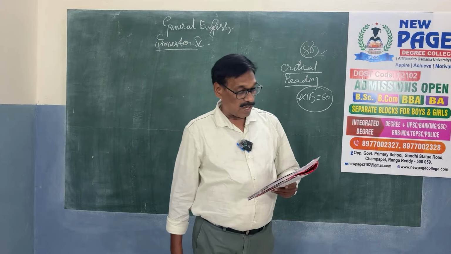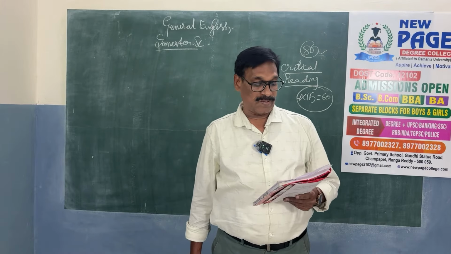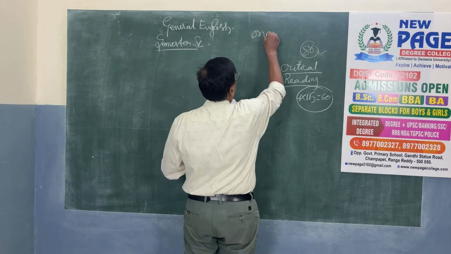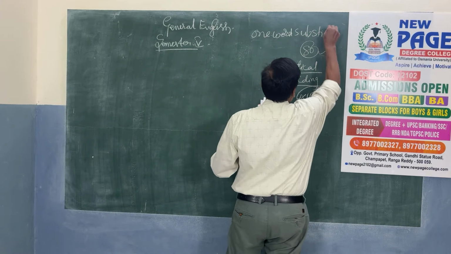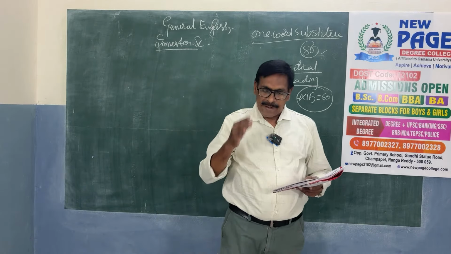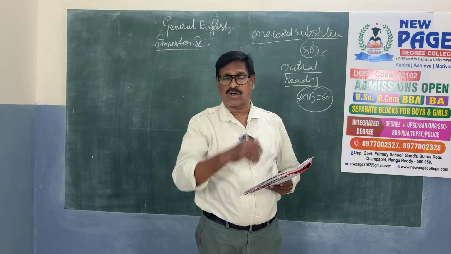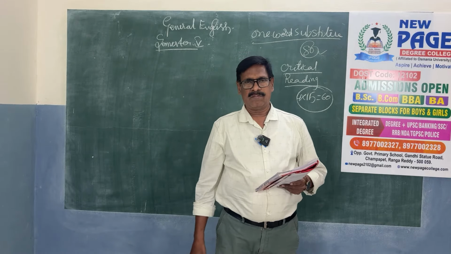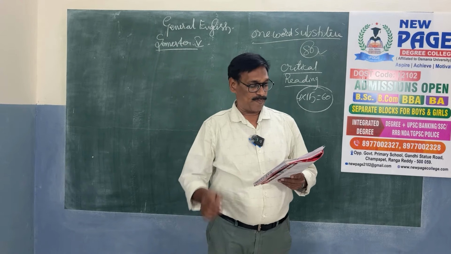And the second one is language development. In language development, we have one word substitute. 90% you may get from it. I think sometimes they give 3 marks or 5 marks, like ABCD, as you know very well. And after that there is essay writing, the note, and critical reading.